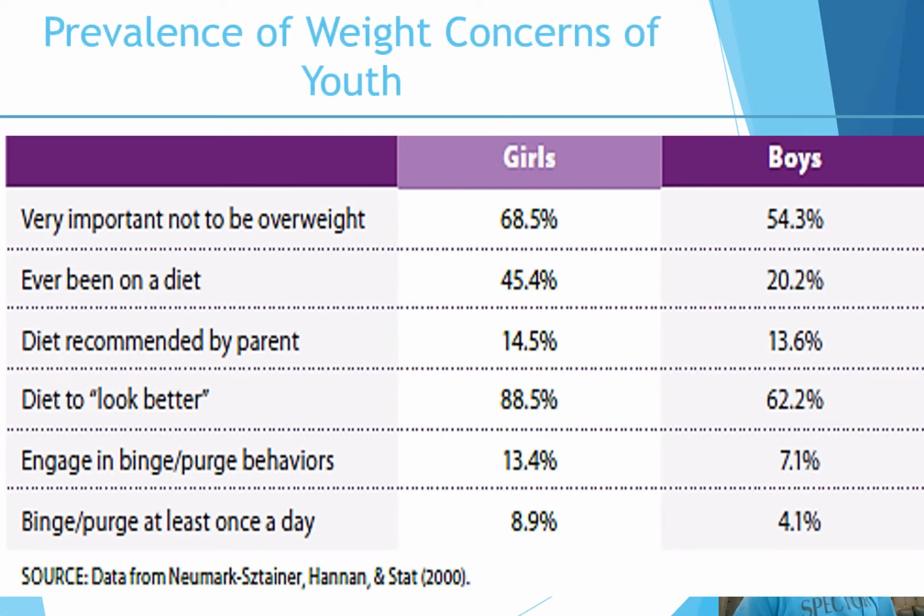So even in non-diagnosed individuals, concern with our weight is prevalent in our society, starting at a very young age. So you have this chart in your book that just shows you the percentage of young people of both genders who express concern about their weight, have been on a diet. Parents have commented about their weight and suggested a diet, and even engaged in binging and purging behaviors.